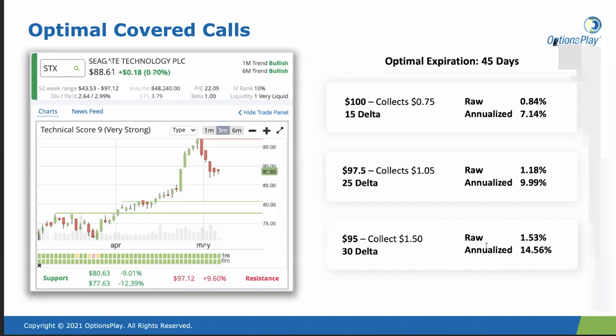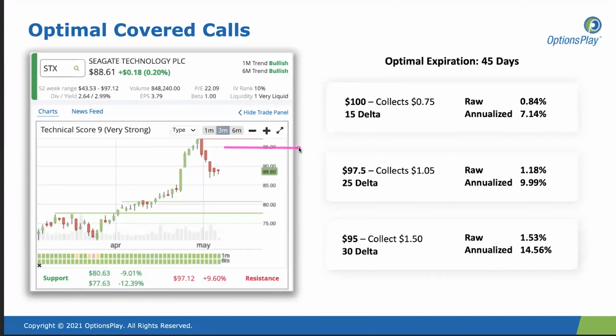So there was a question before, what is delta? 15 delta, 25 delta, 30 delta? And that's a really good question. Delta is another way for us to express strike prices. So these are absolute prices, 95, 97, 100. These are all numbers that we can see on the chart. But what we cannot see is probabilities.